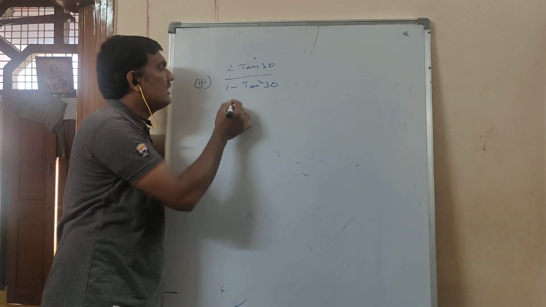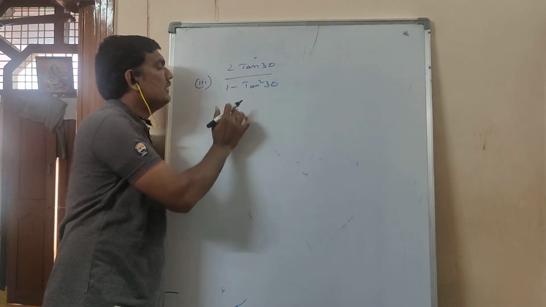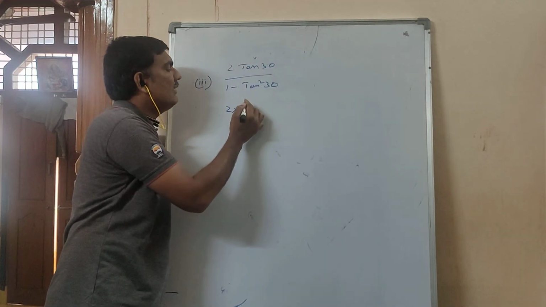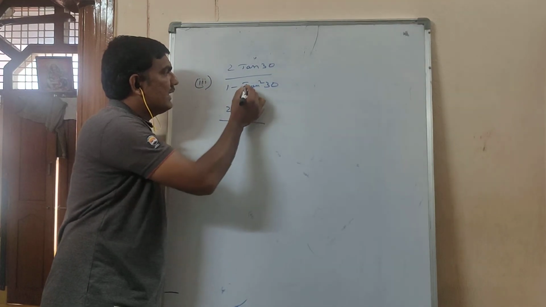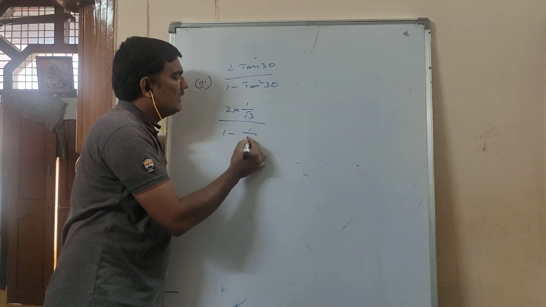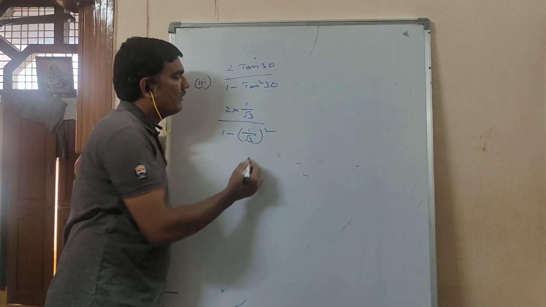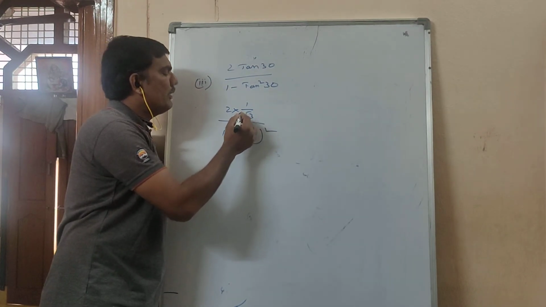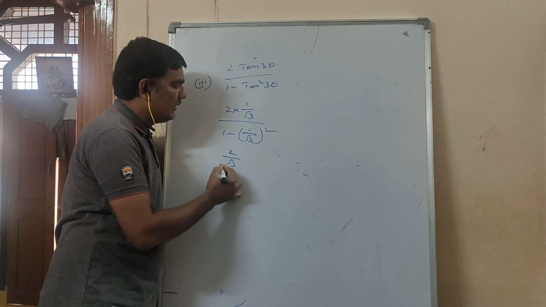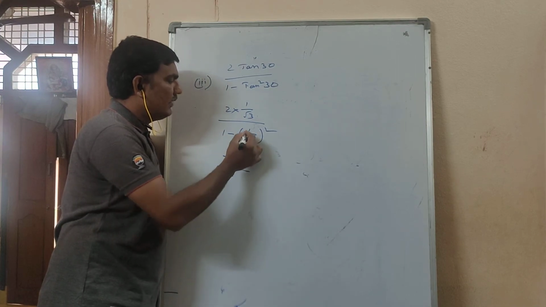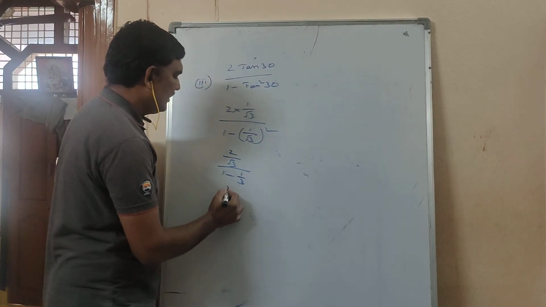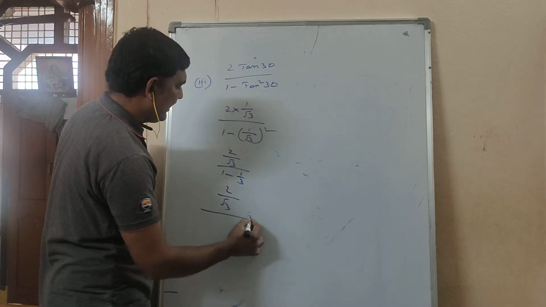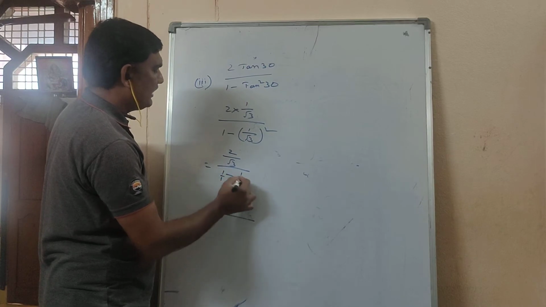So 2 is as it is, no symbol between these two means into is there here. Tan 30 value is 1 by root 3. 1 minus tan square 30 means 1 by root 3 whole square. 2 into 1 by root 3 becomes what? 2 by root 3. 1 minus 1 by root 3 whole square. It is 1 by 3. So here 2 by root 3 as it is divided by 1 minus 1 by 3.